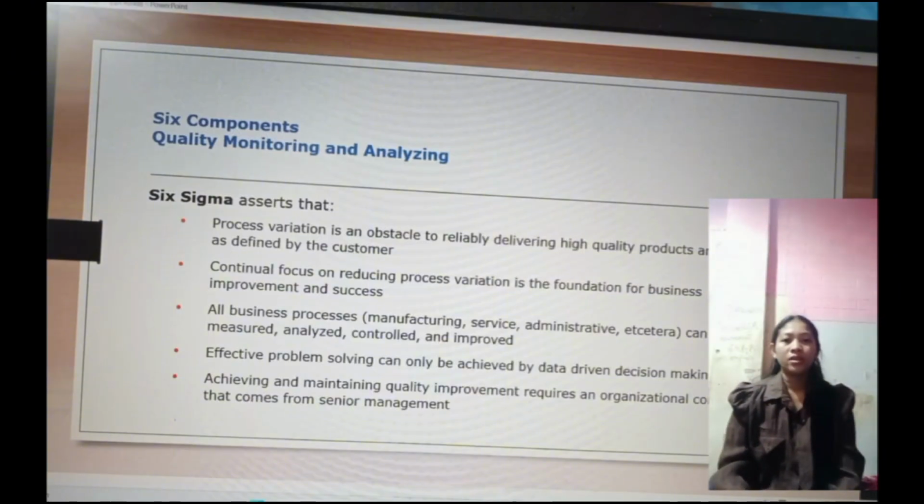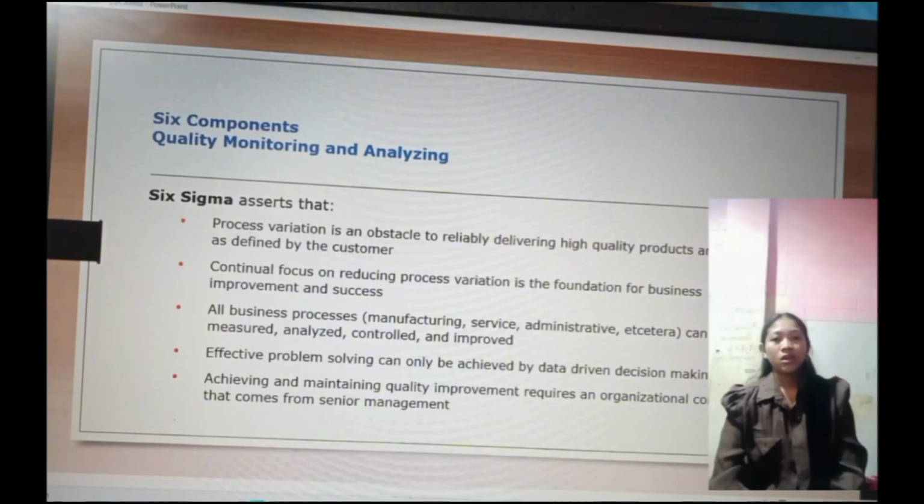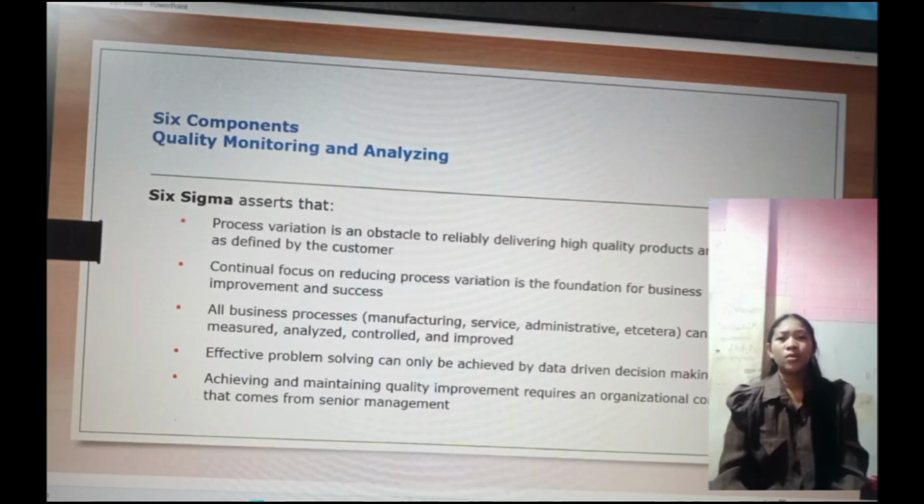Achieving and maintaining quality improvement requires an organizational commitment that comes from senior management. A Six Sigma initiative requires strong support from senior management to ensure that resources are allocated effectively and that the entire organization is aligned with the goals of quality improvement. A CEO champions a Six Sigma program by providing resources, setting clear goals, and recognizing employees who contribute to successful projects.